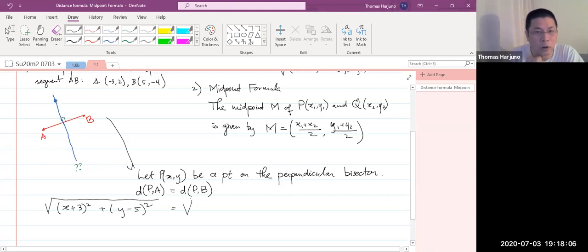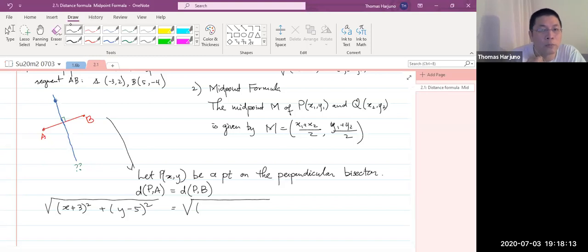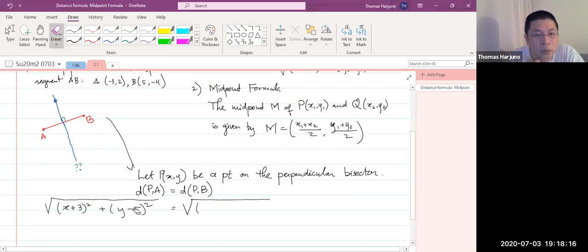While the distance from coordinate P to B will be, I'm sorry, it should be 2, not minus 5. I was looking at the wrong coordinate A. So this is minus 2 here. So P to B will be (x minus 5) squared plus (y plus 4) squared. Now notice that both of them are square roots, right, without negative part.